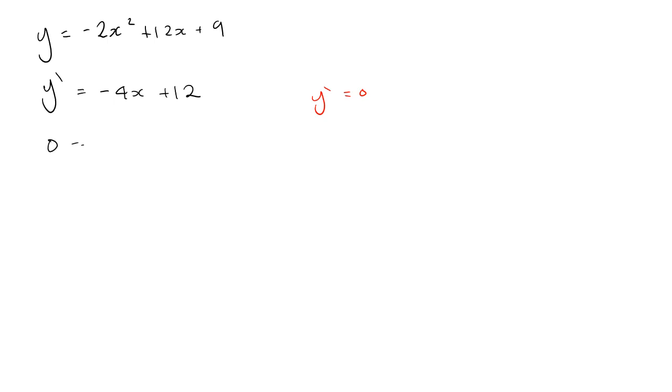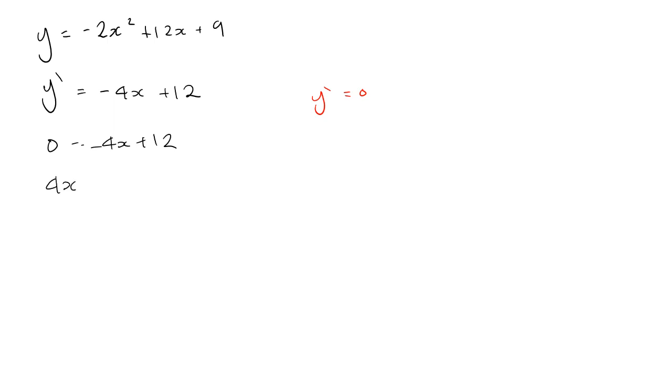So let's say we were told to find the stationary point on the graph y equals negative 2x squared plus 12x plus 9. Our first step is to find the derivative of the function. So we're finding y dash. Using the differentiation rule, we can move the power to the front, so negative 4x plus 12. That is our gradient function. And in order to find the stationary point, we need to make y dash equal to 0. So we substitute 0 here.